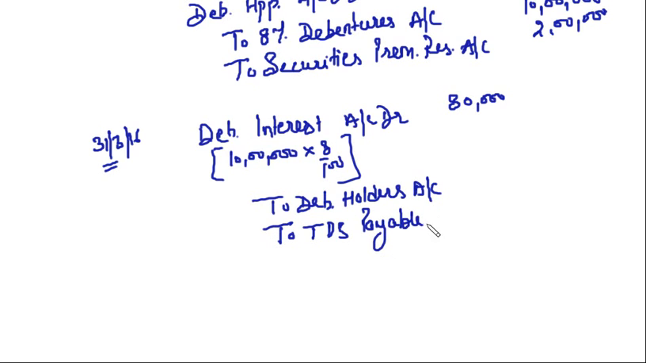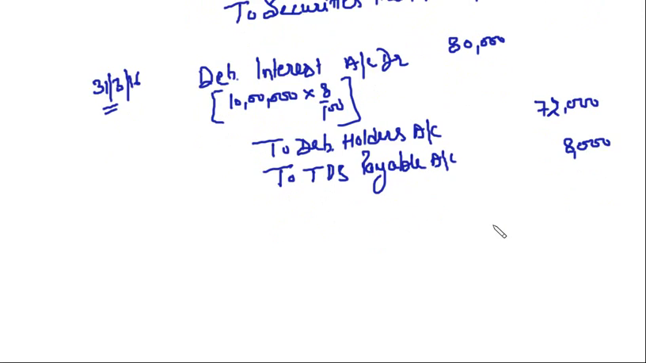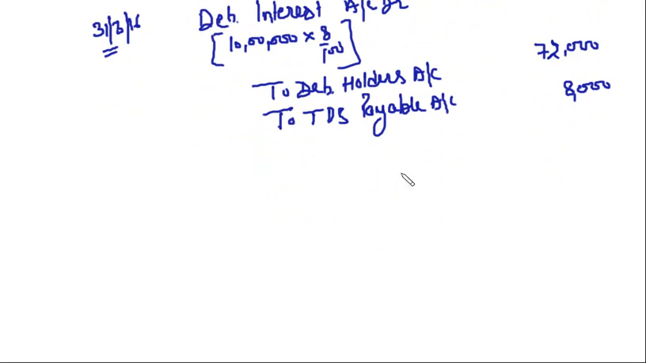Now what is the amount of TDS payable? TDS payable is 10% of this debenture interest, that is 8,000 rupees. So 72,000 you will pay to the debenture holders, and 8,000 you will deduct as TDS and pay this tax to the government. Government will pay 8,000 to debenture holders. Clear?